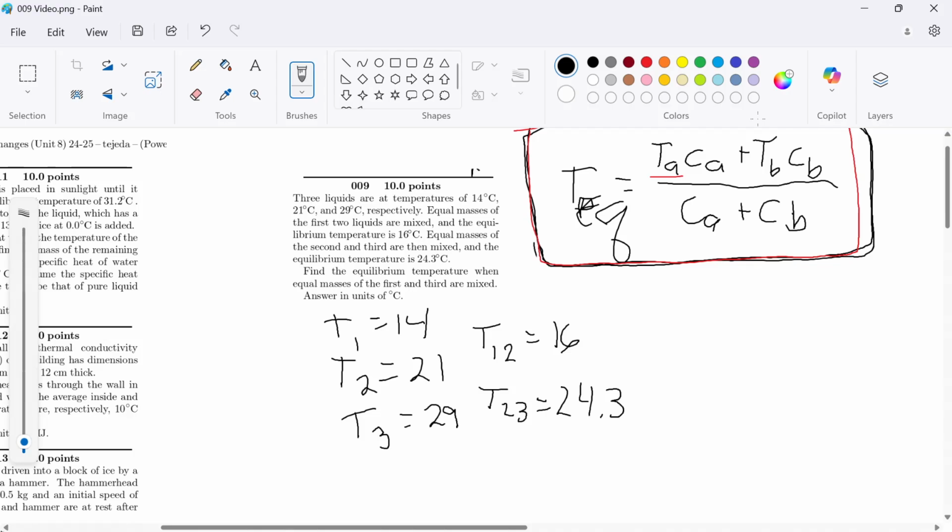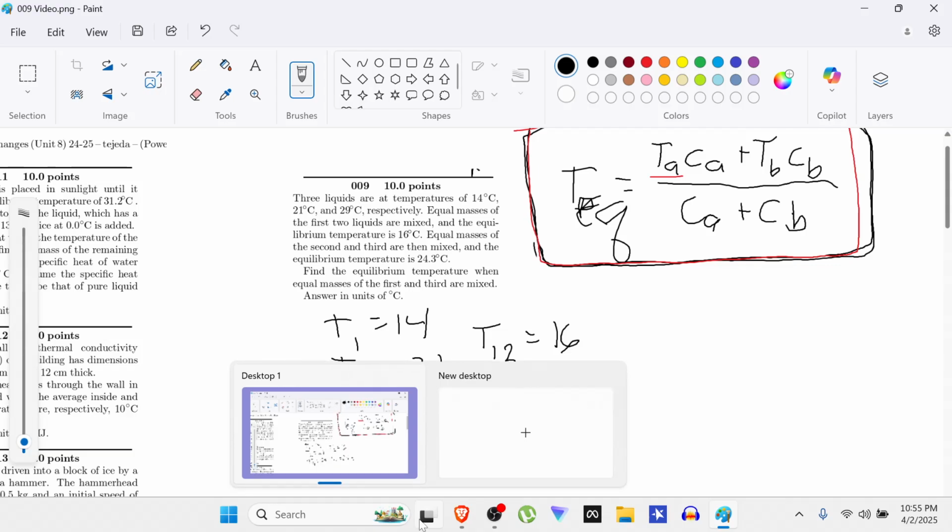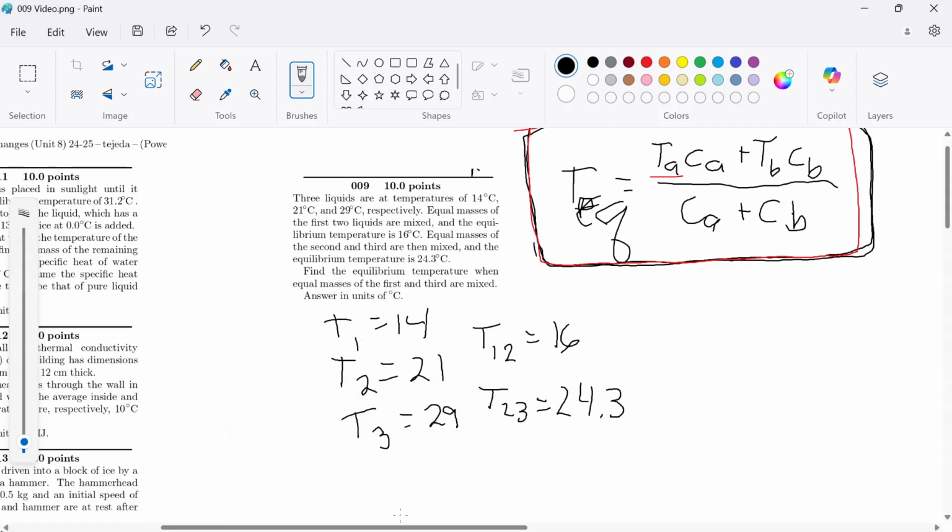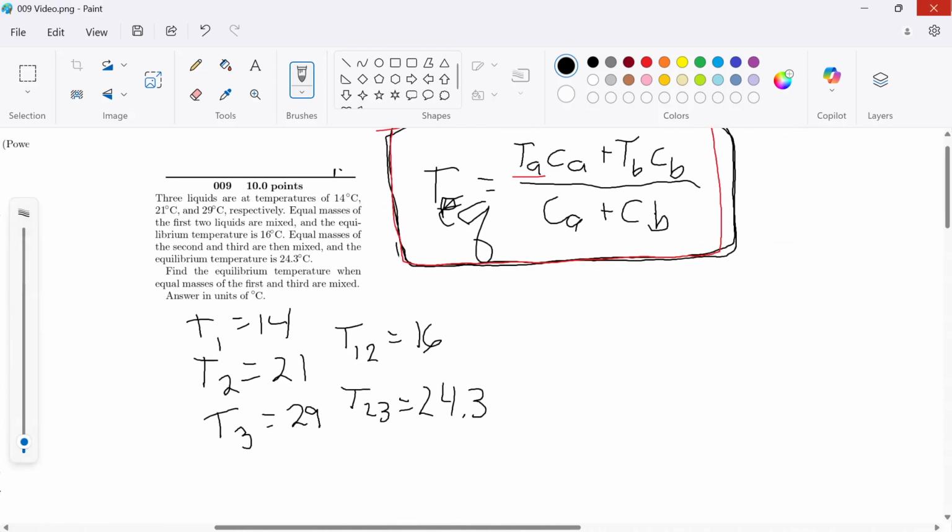Okay, let me get enough space here. Sometimes I have trouble manipulating this page to get the right space. Oh my goodness. There we go. Okay, I just want to get a little bit more space.